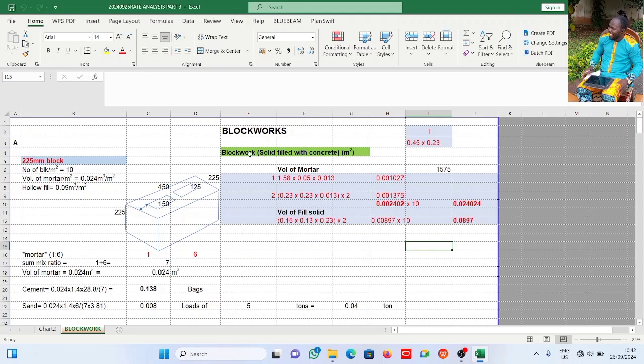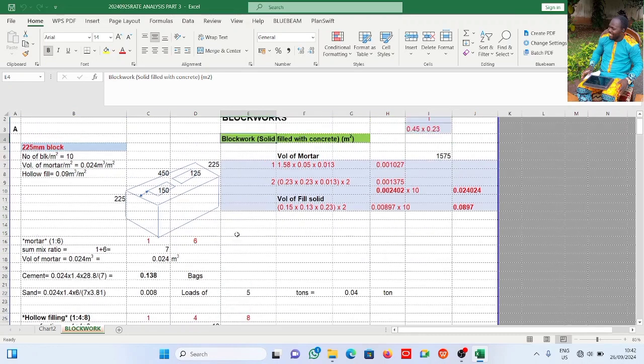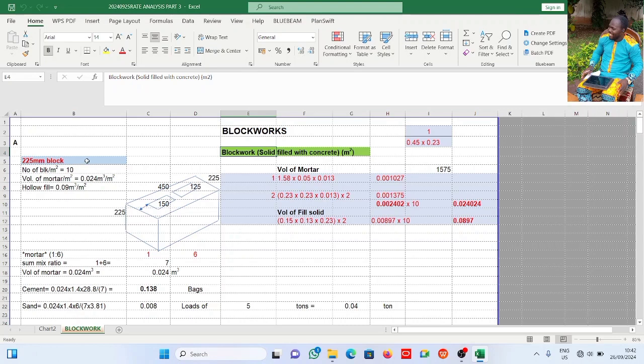Alright, so we'll be looking at block work when it is filled solid. And 225 mm size block, that's in 9 inches. Now in 1 square meter of block work we have 10 blocks. I'll try to be as fast as I can. We have 10 blocks. Now how is it 10 blocks?